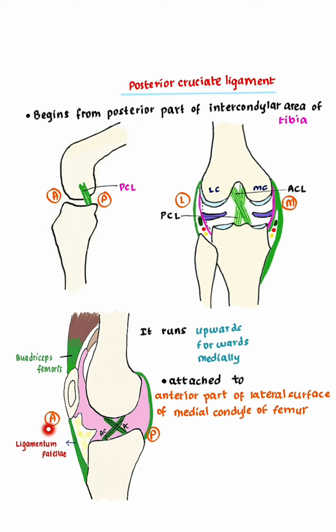You can see it is going anteriorly. This is patella. It is going anteriorly. Posterior cruciate ligament runs upwards and forwards. And it runs medially. You can see the posterior cruciate ligament. It is running medially. This is medial side. Medial condyle of femur. It is going medially from lateral side. Posterior cruciate ligament runs medially and it gets attached to lateral surface of medial condyle of femur. This is medial surface, lateral surface. It is getting attached to lateral surface of medial condyle of femur.